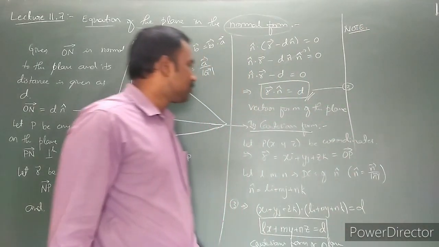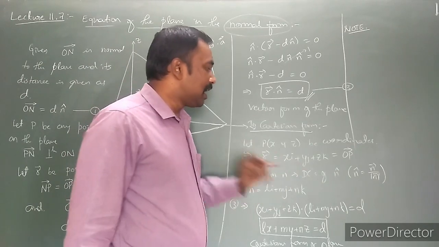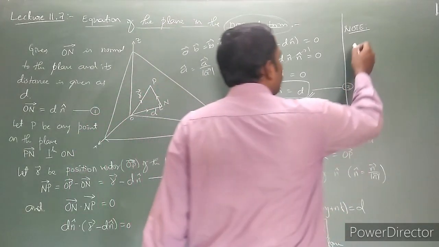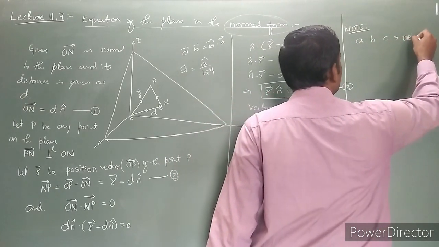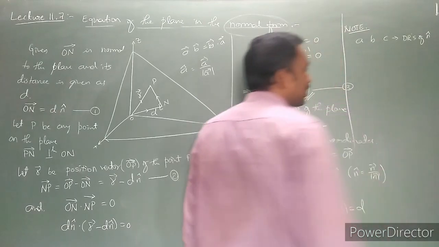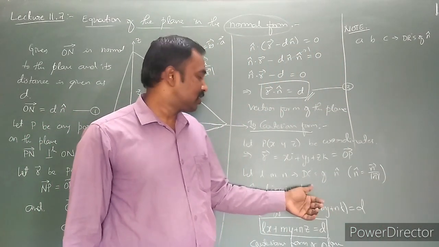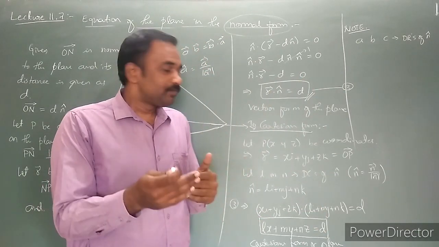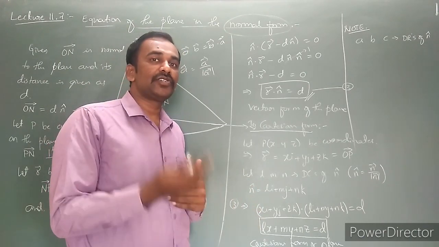What is the note? Previously we took l, m, n as the direction cosines of the unit normal n cap. Suppose they give a, b, c as the direction ratios of the unit vector n cap. If a, b, c are the direction ratios instead of the direction cosines, we already know the difference between the direction cosines and the direction ratios.